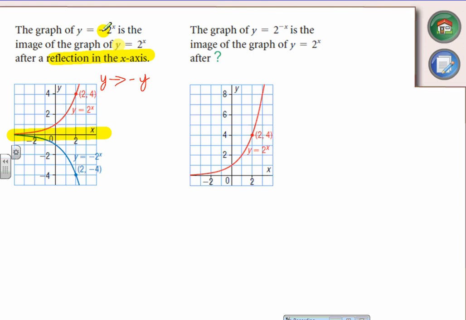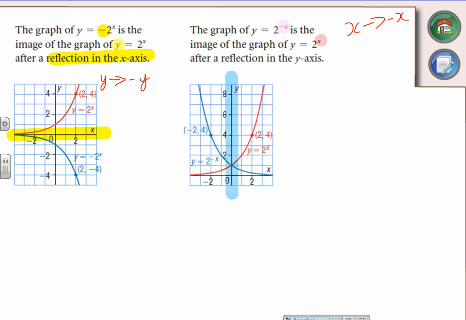As well, if you take your x and change it into negative x, that means that x is going to negative x 100% of the time. We've got a reflection again, but this time over the y-axis.